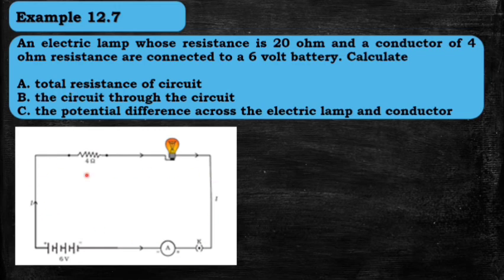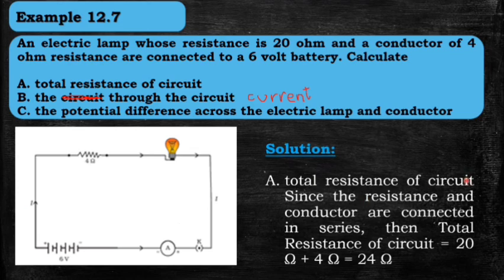This is the current through the circuit. That's the current through the circuit, and the potential difference across the electric lamp and conductor.